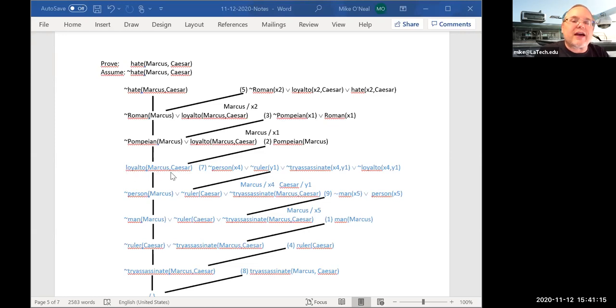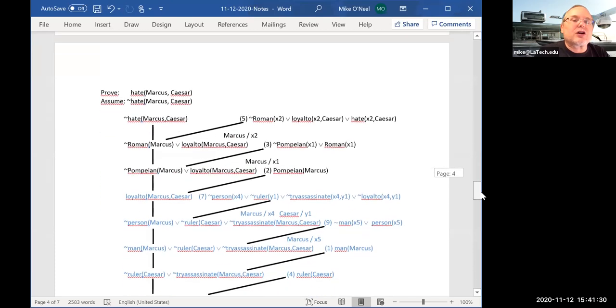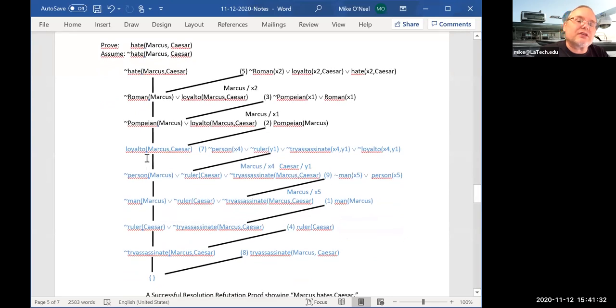I'm trying to disprove that. So I'm trying to disprove that Marcus is loyal to Caesar, which is the opposite of what I was doing here. All right. Here I was trying to prove that Marcus was loyal to Caesar. Trying to show that Marcus hates Caesar has given me the point of trying to disprove that Marcus is loyal to Caesar. And if you look, you can merge here the loyal to and the not loyal to, Marcus and Caesar being bound. So Marcus is not a person, or Caesar's not a ruler, or Marcus didn't try to assassinate him. You can merge this with 9 here.